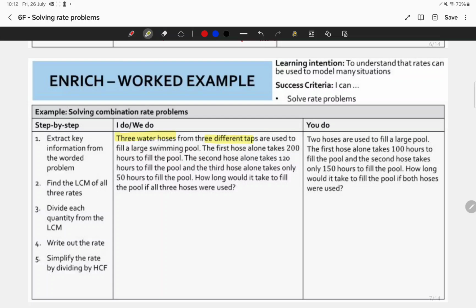The first hose alone takes 200 hours to fill a pool. The second hose alone takes 120 hours to fill the pool. And then the third hose alone takes 50 hours to fill the pool. How long would it take to fill the pool if all 3 hoses were used?